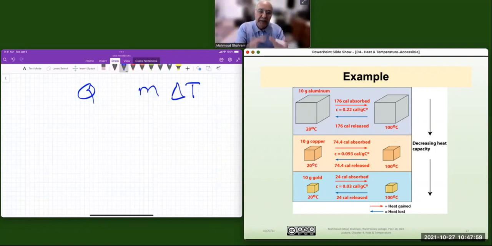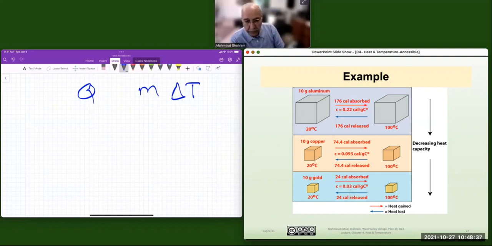There must be something else here that we can relate all these together, and that is what is called the specific heat, that little c here. The specific heat of aluminum is 0.22 calorie per gram per degree C. For copper it is less, 0.093. For gold it is even less than that, 0.03.